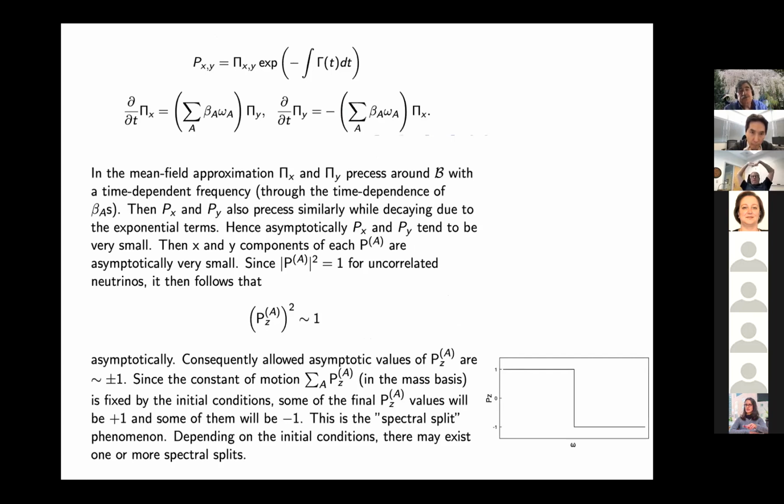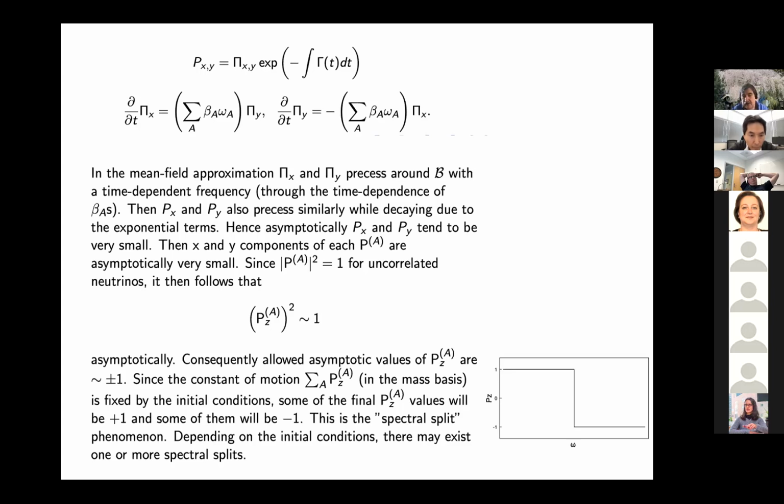In the mean field approximation, you can see that these quantities that I called gamma x and gamma y precess around B with a time-dependent frequency. The x and y components of the polarization vector also precess similarly while decaying due to the exponential terms. Hence, in the mean field approximation, exponentially, px and py tend to be very small. However, since the absolute value of p squared has to be 1, if px and py are going to 0, then pz squared should go to 1. So the allowed asymptotic values of pz in the mean field approximation are plus or minus 1.